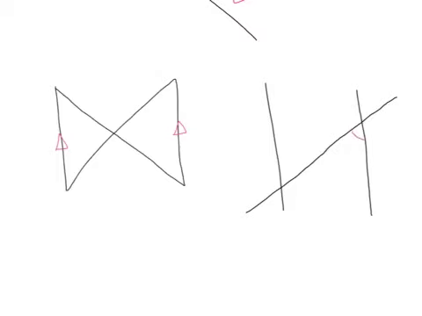alternate interior angles are congruent on these. Likewise, we can say that these angles here are congruent by alternate interior. We can also say these two on the other side, for the same reason, are congruent. So just because it doesn't look like our traditional example here, you can still use the parallel lines to show that different angles are congruent.